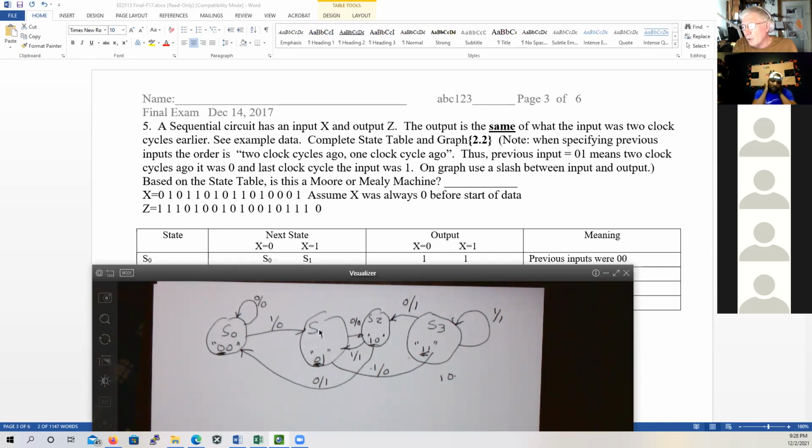And from S1, you can't get to S0 because you got a 1 here. So your newest input is going to be 1. If you get a 0, it's going to be 1 0, so that would be S2. Or if you get a 1, it's going to be 1 1, that would be S3. From S3, the only place you can get to is S2. From S0, the only place you can get to is S1. You can stay here on a 0, and you can stay here on a 1.